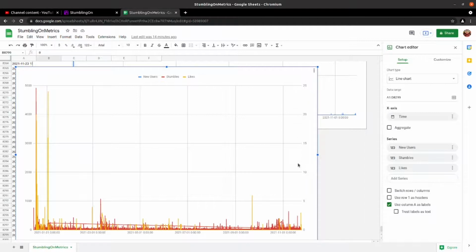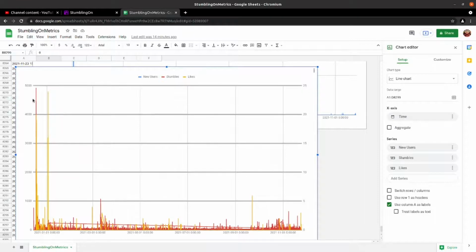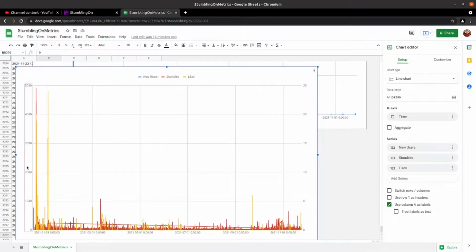On the right-hand side, we have the y-axis for likes, but you can see that likes almost never happen, even with our orders of magnitude lower y-axis. On the left-hand side, we have the y-axis for new users created and stumbles that happened. So I don't know exactly how informative this graph is. I thought I might learn something from it, but I don't think I did.